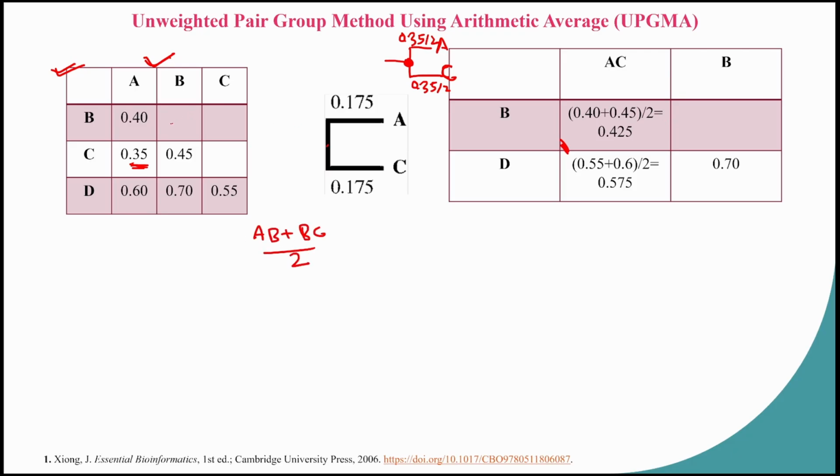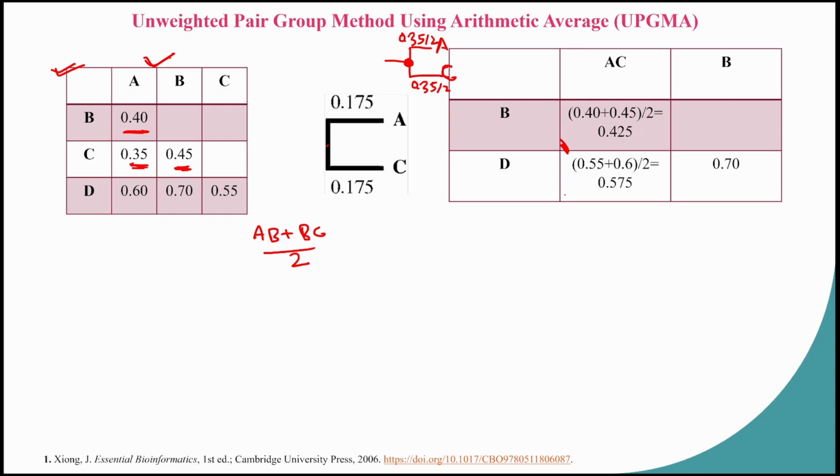If you see here in this distance matrix, AB was 0.40 and then, sorry, in this case it will be AB plus BC divided by 2, right? So 0.40 and then BC was 0.45. So that seems to be correct here. So 0.40 plus 0.45 divided by 2. That would give you 0.425.